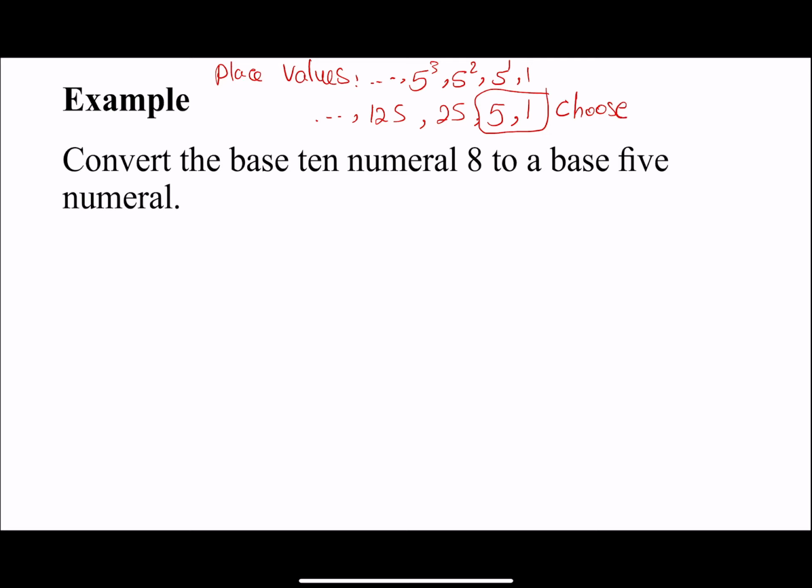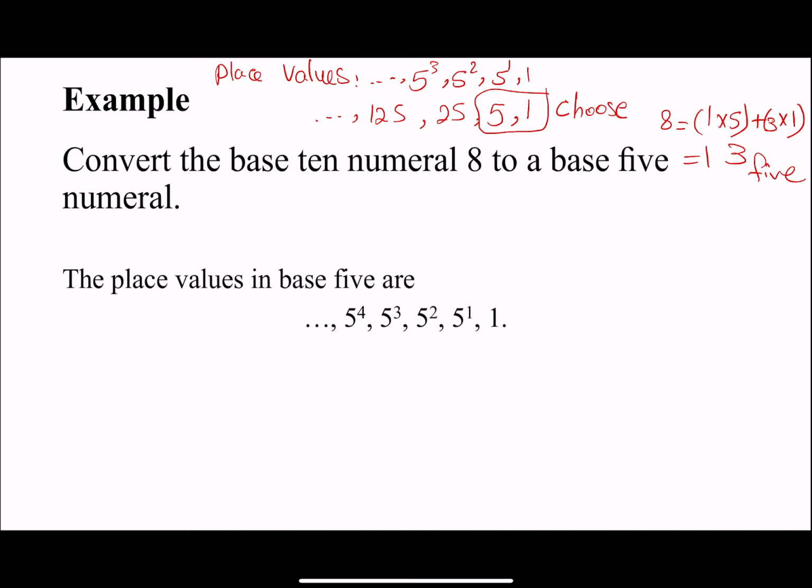So we want to see how many groups of 5 and how many groups of 1 build up 8. It's 1 group of 5, because if I go with 2, 2 times 5 is 10, which is bigger than 8. So 1 group of 5. 1 times 5 is 5. How many more do I need to build up 8? 3, right? So 3 groups of 1. So 8 is 1, 3 in base 5.